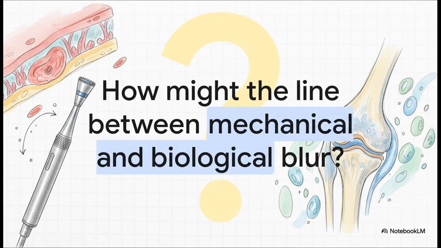And that leaves us with one final thought to chew on. We've neatly separated these things into mechanical and biological buckets. But what's coming next? As our techniques get better and we develop new biologics, are we going to see a future where we do a mechanical debridement for OA and at the same time deliver some kind of disease-modifying drug right into the joint? The future of orthopedics might just be in blurring that very line.